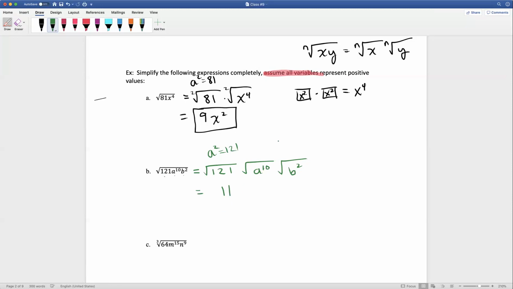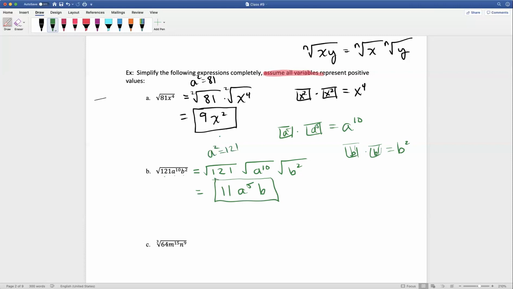Let's talk about the square root of a to the 10th. Well, what number if you multiply it by itself gives us a to the 10th? Remember, when the base is the same and you're multiplying, you add exponents, so that is equivalent to saying a to the 5th. And for this last term, b squared, what number when you square it gives you b squared? That value is just b, or b to the first, however you want to call it. So this is the square root of 121 a to the 10th b squared.